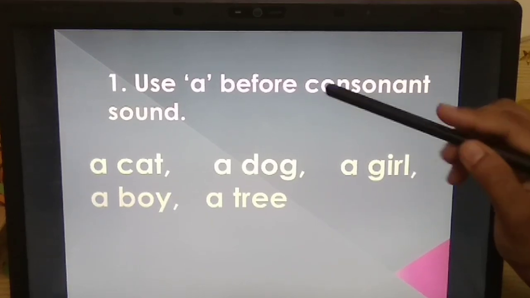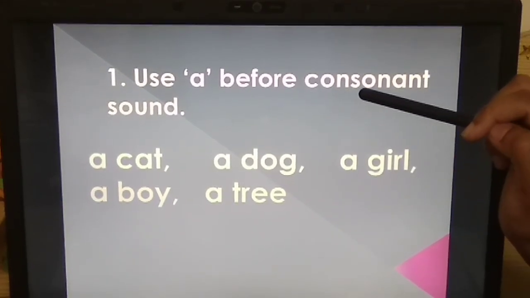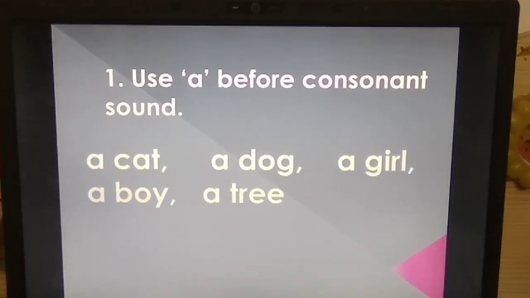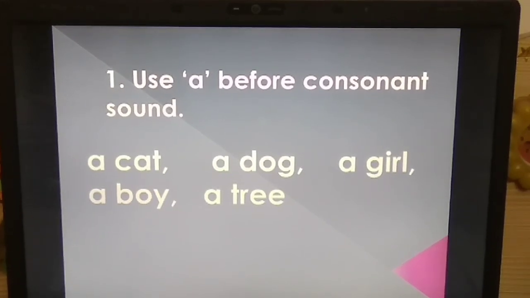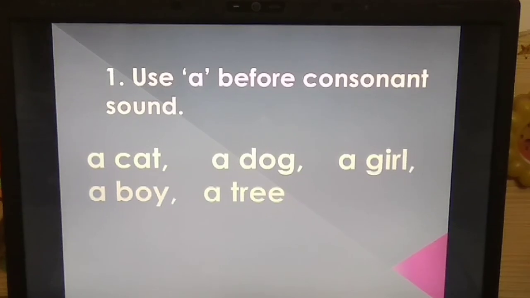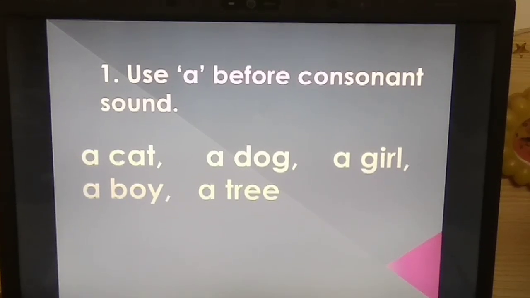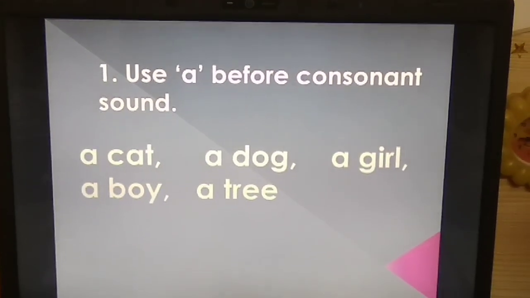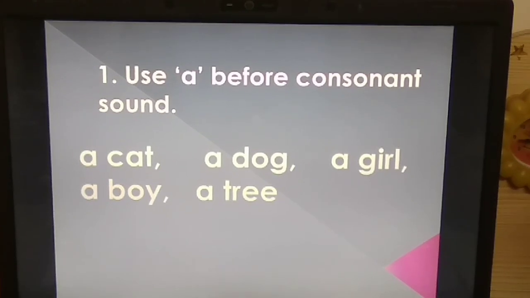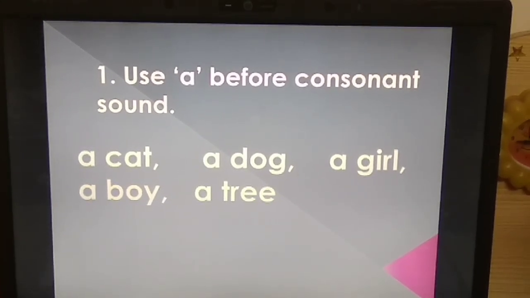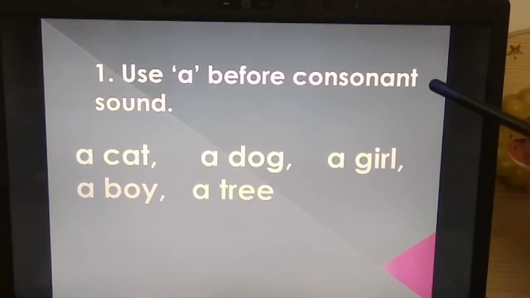Use "a" before consonant sound. When the words start with the consonant sound, you have to place "a" before it. Now, what is a consonant sound? How many alphabets are there in English? Yes, there are 26 alphabets, and these 26 alphabets are divided into consonants and vowels. So, A, E, I, O, U. Do you remember these? What are these 5 alphabets? These are called vowels. And leftover letters like B, C, D, F, G till Z are called consonants.